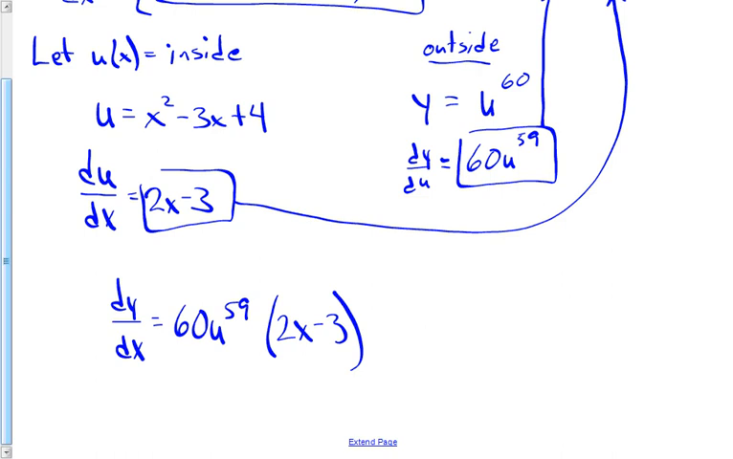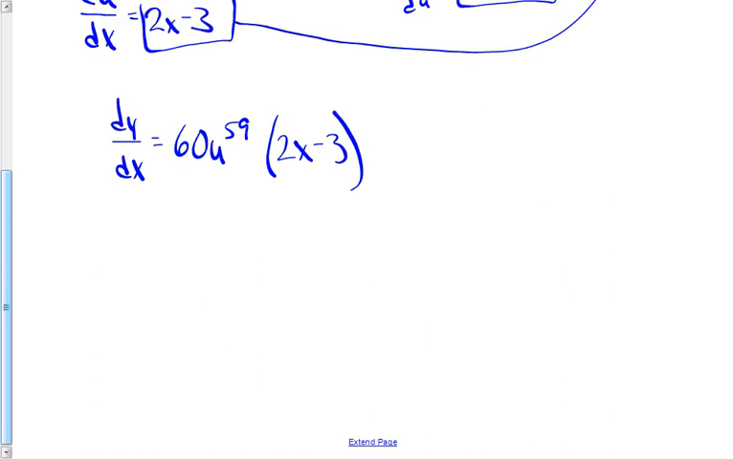What's wrong with it? There's nothing wrong with it? What's wrong with it? It's got a u in it. We just introduced this function called u, and our u is in our answer. Do we want u in our answer when we're looking for a derivative? No, we want a derivative with respect to x, so we're allowed to have x's in it. Do I know what u is?